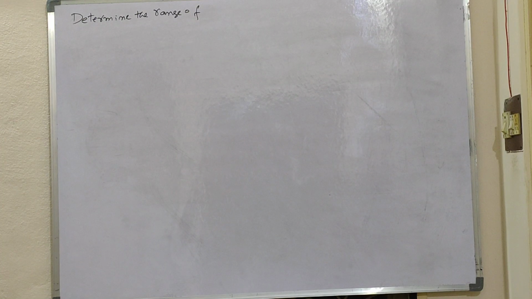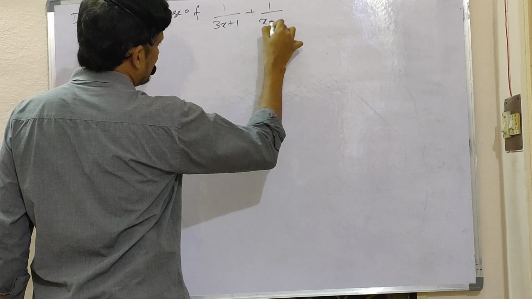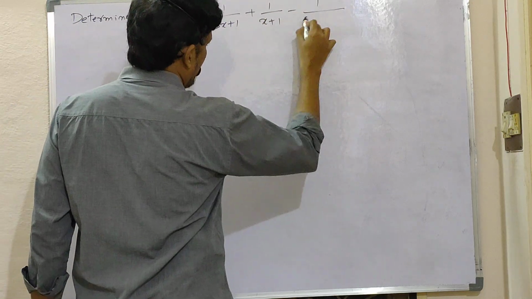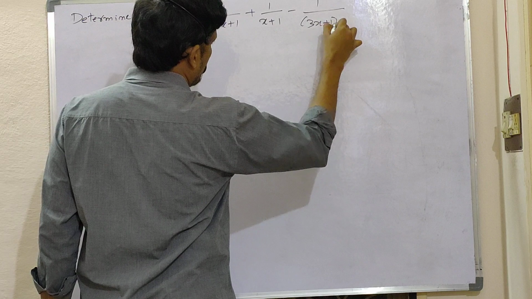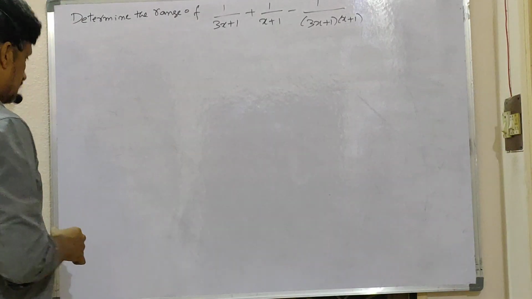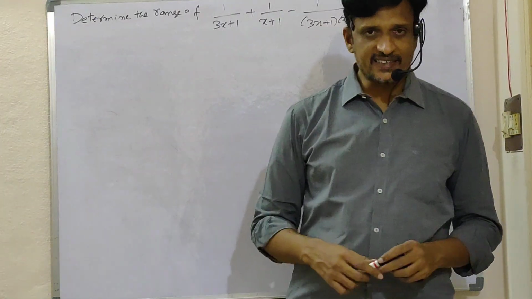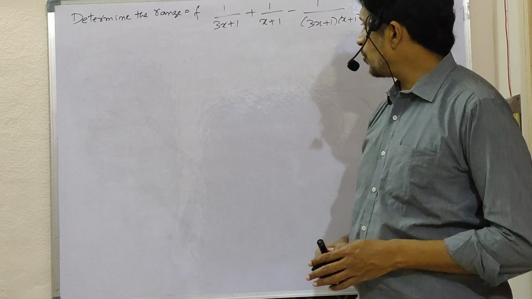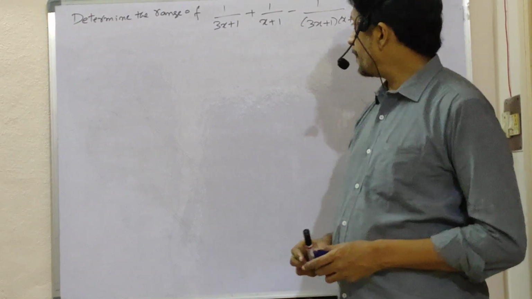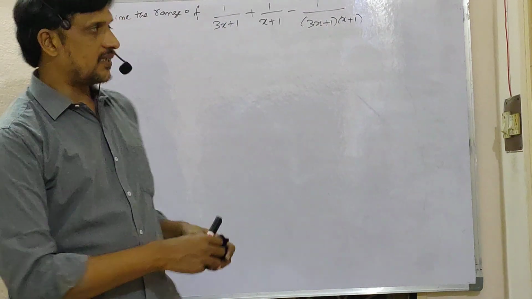Another one: determine the range of 1/(3x+1) + 1/(x+1) − 1/((3x+1)(x+1)). Determine the range of 1/(3x+1) + 1/(x+1) − 1/((3x+1)(x+1)).